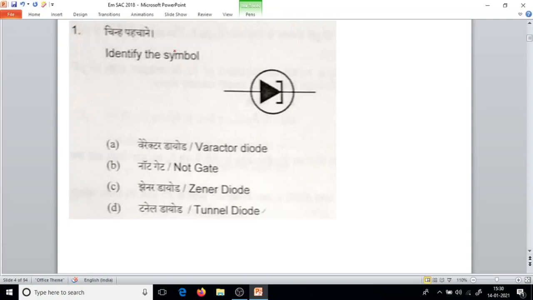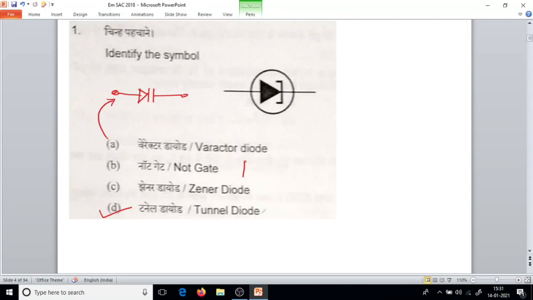So the first question, identify the symbol. This symbol is for tunnel diode. The answer is option D, tunnel diode. Now what is the symbol for varactor diode? The varactor diode symbol is like this.